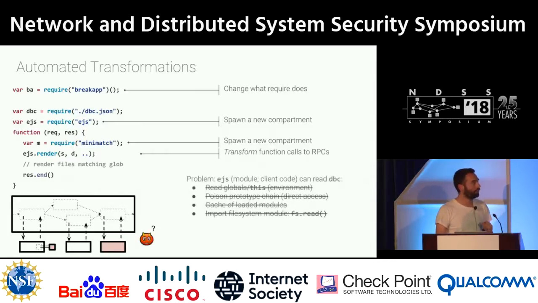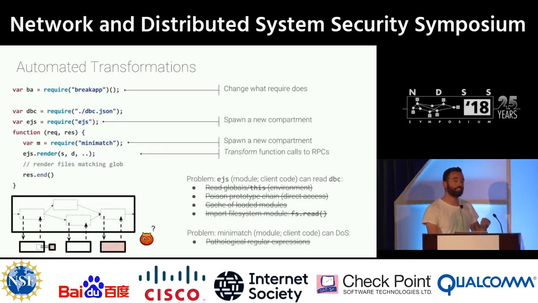Let's see, using the same exact module with the same vulnerabilities, EJS now does not have access to global variables. It's a completely different address space. It can still poison the prototype chain, but it will only poison its own prototype chain. It can only access itself from the cache overload modules. It won't be able to access any other modules. And if we have namespace access to the file system, for example, we won't even be able to read the database configuration file.